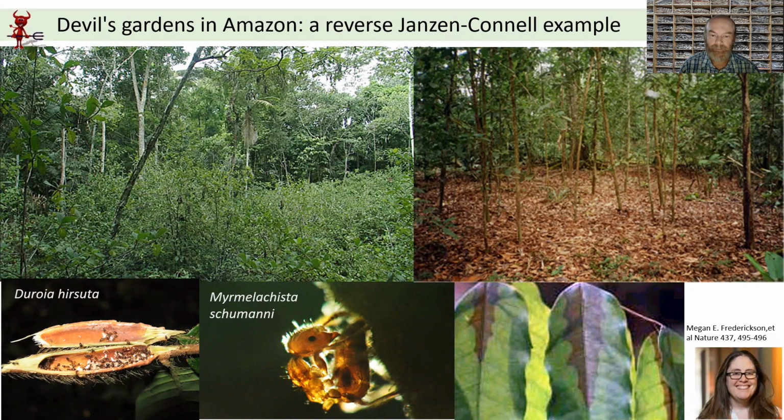Fortunately, when they are getting bigger, then ants cease to be able to manage it, because otherwise we can easily imagine that in the extreme it would be possible for Myrmelachista schumani and Duroia hirsuta to convert the entire Amazon lowland into a monospecific growth of Duroia hirsuta.